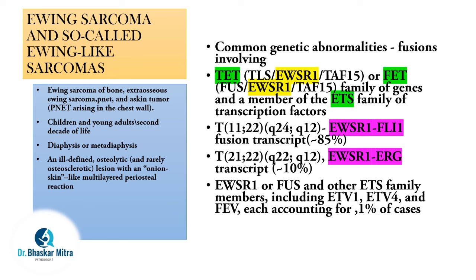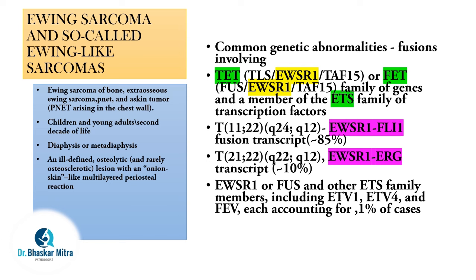So my first category of tumor is the Ewing sarcoma and so-called Ewing-like sarcomas of bone and soft tissue. They mainly arise from bones and extraosseous areas. They may arise from the chest wall areas. Children and young adults are the most affected. The diaphysis is the most common site. They usually present as an ill-defined osteolytic lesion. Now comes the common genetic abnormality among this tumor.